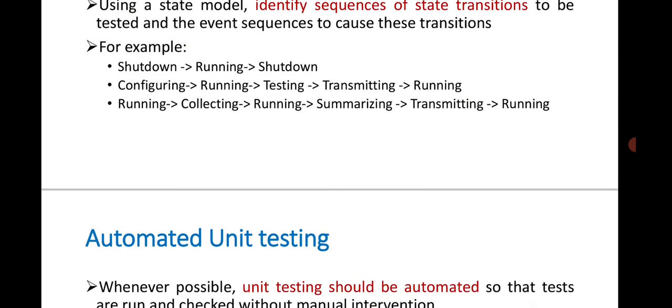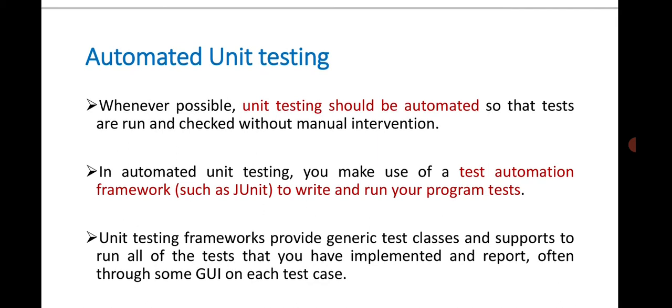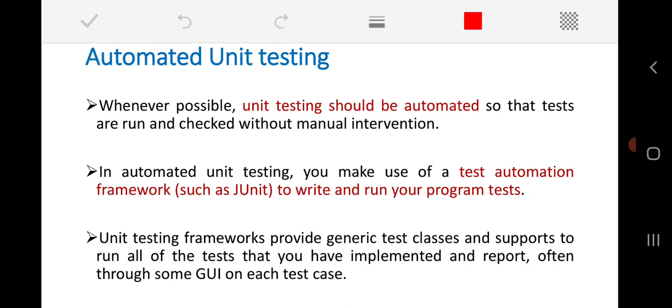Basically, unit testing can be performed in two different ways: either automated or manual. The most popular method is that unit testing is done with automated testing. In the case of automated testing, the test cases are run and checked without manual intervention, because it is automatic.